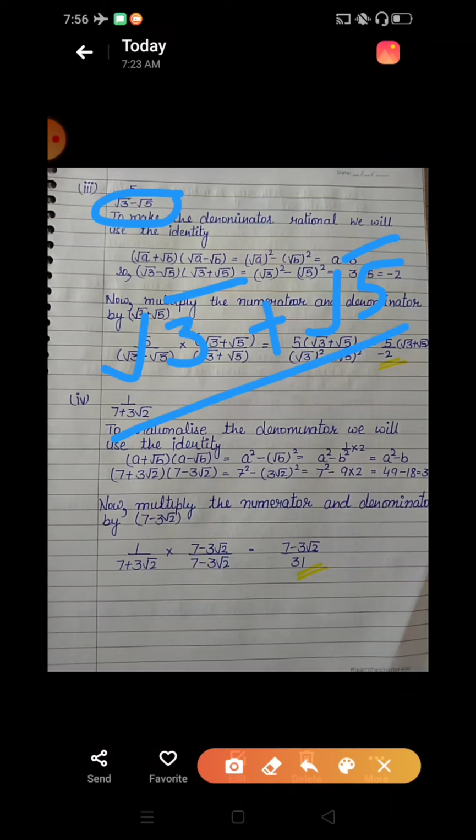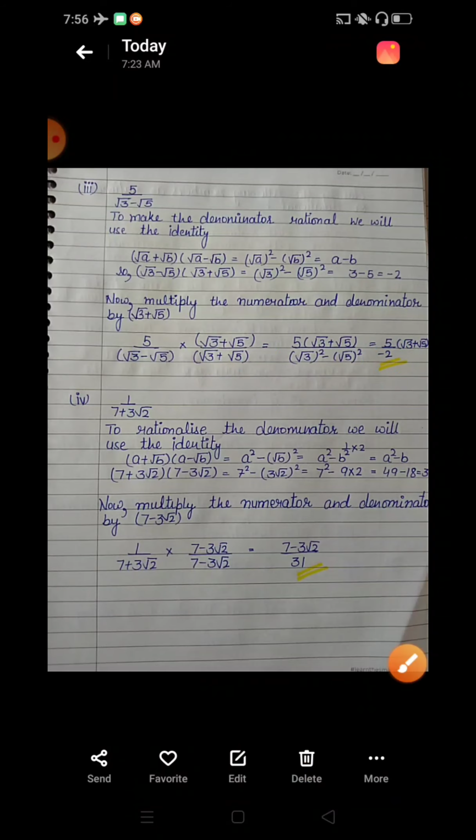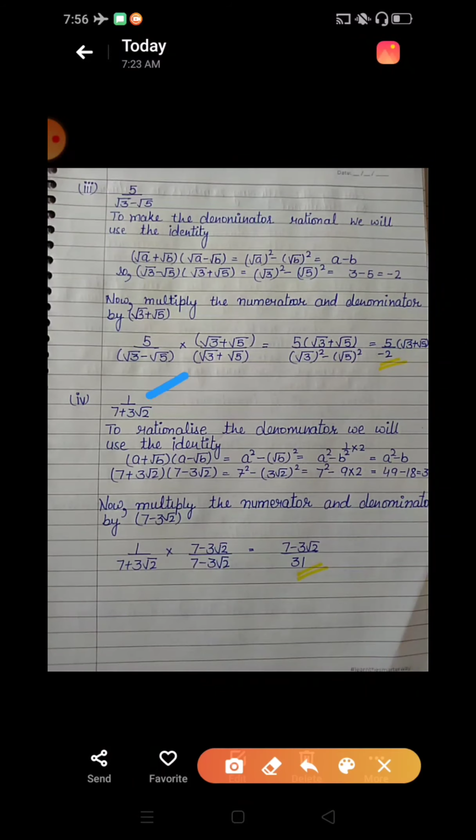So we will multiply and divide. We have multiplied the numerator and denominator by root 3 plus root 5. So here it will become 5 into root 3 plus root 5, and in the denominator it will become minus 2. Clear? Now the last example is 1 by 7 plus 3 root 2.